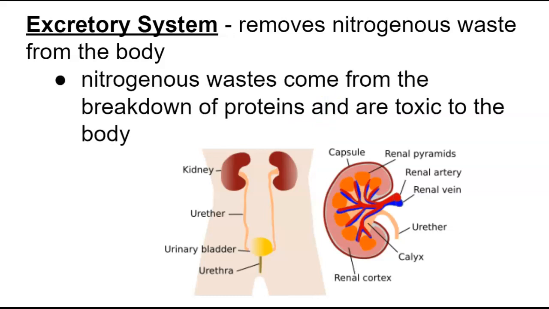So where does this waste come from? Well, waste with nitrogen comes from proteins. Remember, proteins have CHON, C-H-O-N. Those are the letters they're made up of. So that's where our nitrogen, the N, comes from. And when we break down proteins and we get this waste with nitrogen, it's actually really toxic to the body, which is why we have to remove it.